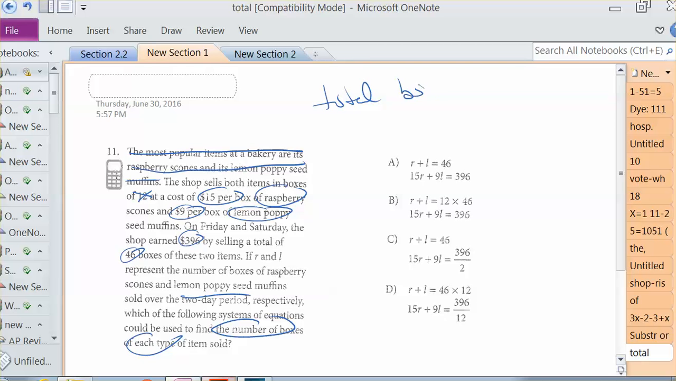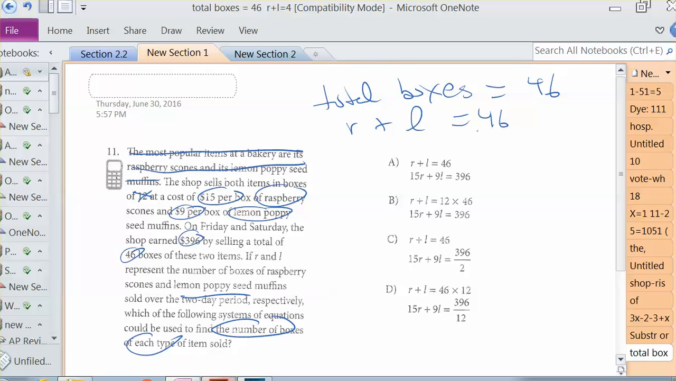Total boxes was 46. So I come up with a verbal model, and R plus L, of course, is going to represent total boxes. So R plus L must equal 46. That eliminates B and D. Notice they put those 12s there to really mess with you. Don't let that happen. R and L are strictly the number of boxes of raspberry and lemon poppy seed muffins, respectively. So for 46 boxes, R plus L is 46.